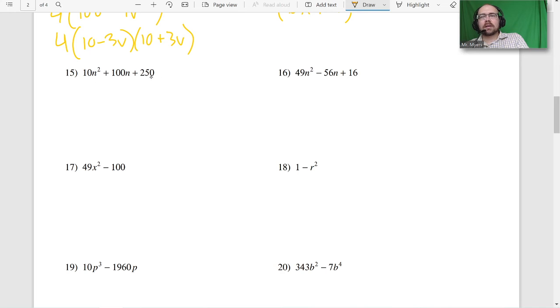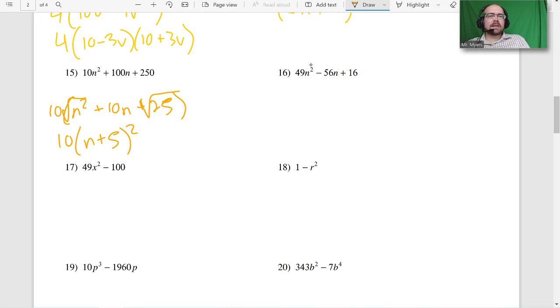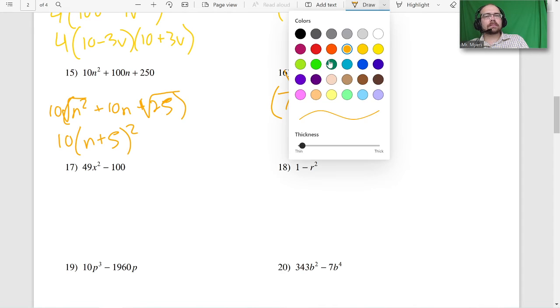We have all of these look like they divide by 10. So we pull out a 10 first. n squared plus 10n plus 25. Right? Square root, square root. That's n plus 5, quantity squared. Next, it looks like that's 49, which is 7 squared. So these are not going to have a GCF, but we can take the square roots. So that's 7n. Square root of 16 is 4. Sign of the middle is minus. Squared, and there we go.